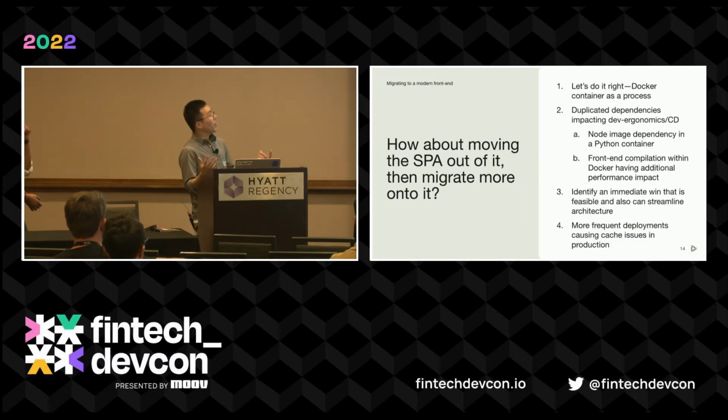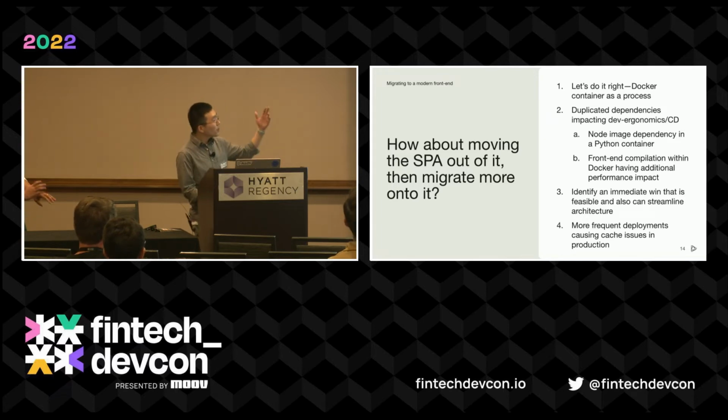Then the next question we had was, how about just moving every old legacy code, and just moving the SPA out of that legacy box, monolith service, and just migrating things over to it? Simple, isn't it? Well, we wanted to do it really right. We wanted to do it right so that, first, we respect the Docker container as a process concept. Because we had duplicated dependencies inside the dashboard backend Docker container that's impacting developer ergonomics as well as continuous deployment.